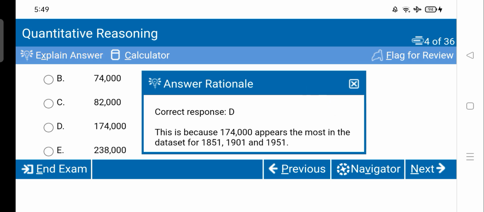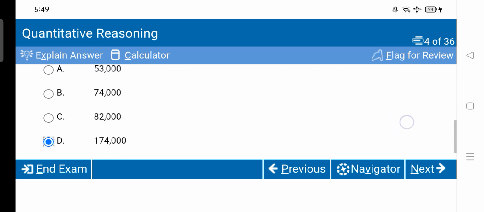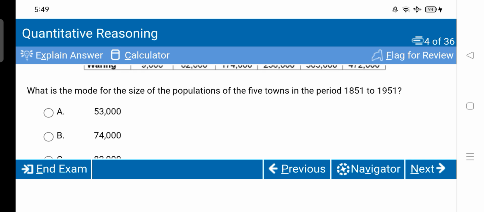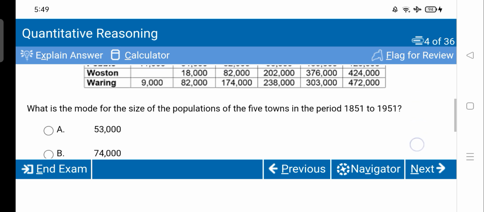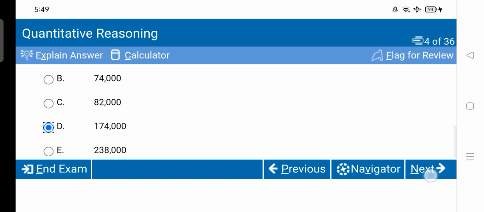This is because 174,000 appears the most in the data set for 1851, 1901, and 1951. So the correct response is option D, that is 174,000 is the mode for the size of populations of the five towns in the period 1851 to 1951.